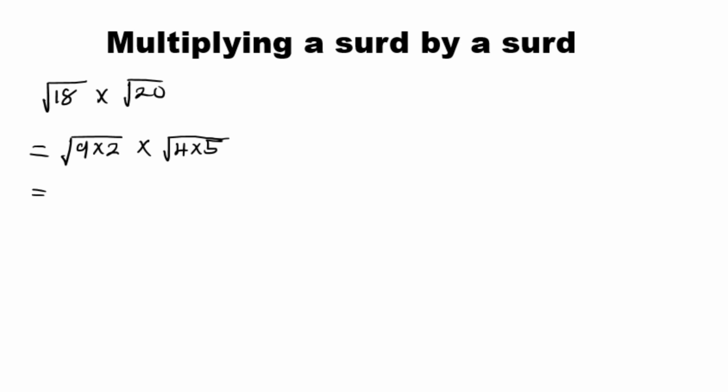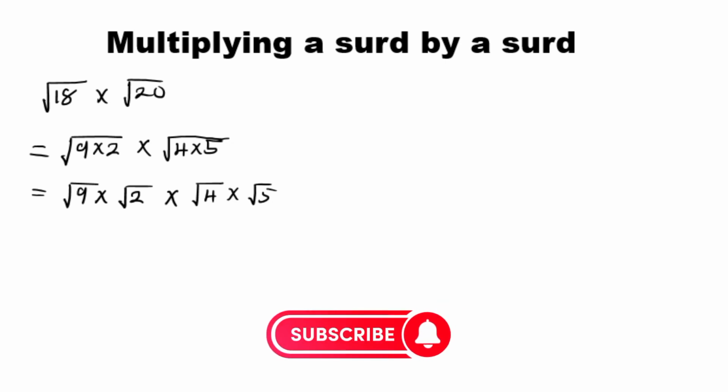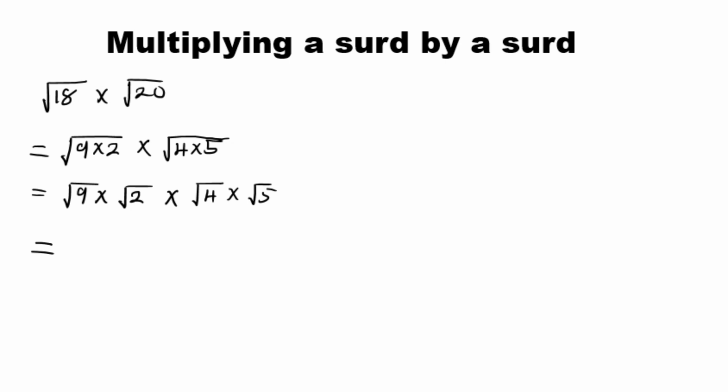Okay, now let's separate them. This will be the square root of 9 times the square root of 2 times the square root of 4 times the square root of 5. Okay, now we know that the square root of 9 is 3, so this will be 3 times the square root of 2, and the square root of 4 is 2 times the square root of 5. Okay, so we group like terms.